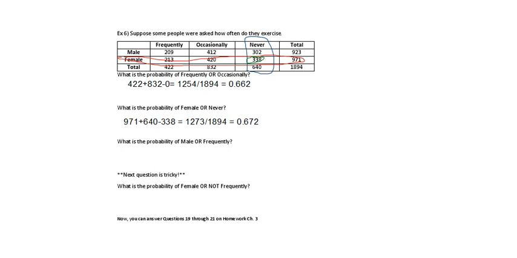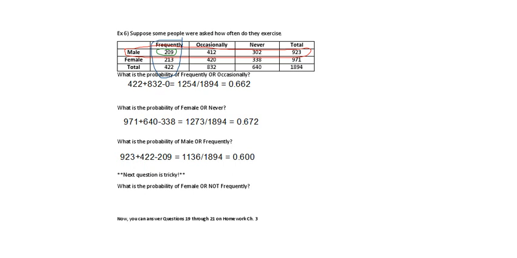All right, next. What is the probability of male or frequently? Well, let me get rid of this junk. So first, let me circle the males. Then I will circle frequently. And then I see it crosses at 209. So we will first do males, which is total 923. Then frequently, which is total 422, minus the cross, 209. That's equal to 1136, divide 1894, and that rounds up to 0.600.